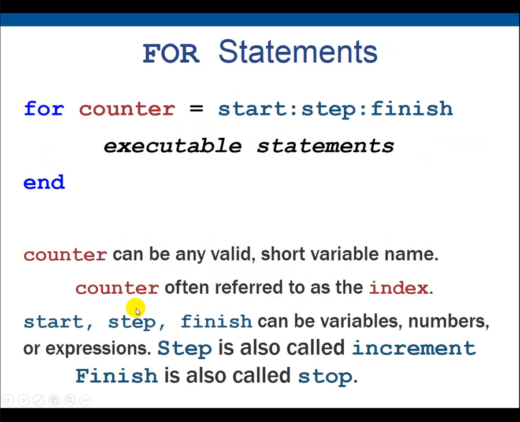So for the for statement, this is the syntax. For a counter, we have start, step, and finish. Let's say if the start is 1, the finish is 10, and the step is 2, then it goes from 1 to 10 with 2 increments. And then the executable statement is here.